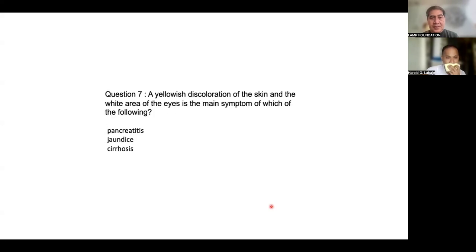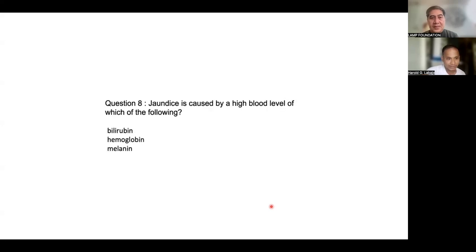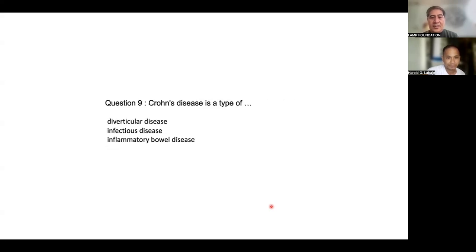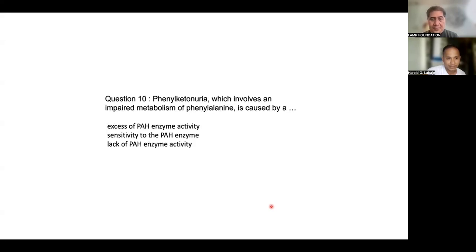Where would a gastric ulcer be found? In the stomach. A yellowish discoloration of the skin and the white area of the eyes is the main symptom of? Jaundice. Jaundice is caused by high blood level of which of the following? Bilirubin. Crohn's disease is a type of? Inflammatory bowel disease. Phenylketonuria, which involves impaired metabolism of phenylalanine, is caused by? Lack of PH enzyme activity.